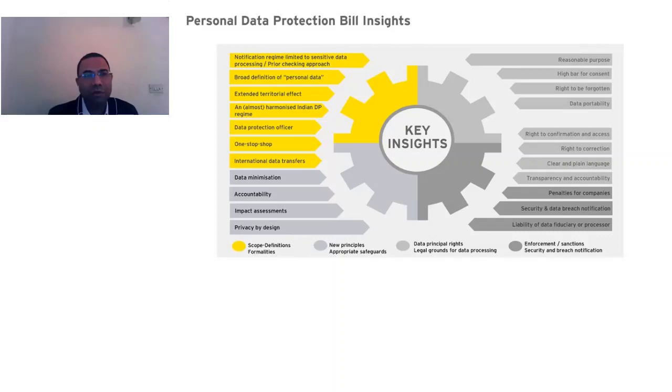However, a lot of companies have started working towards it, on how they can build a roadmap, because it is something they have to start from and bring to maturity. So that may take some time for them. And enforcement sanctions also include right to correction, clear and plain language, penalties for companies, security and data breach notification, as well as the liability around that. Can you go to the next slide, please?